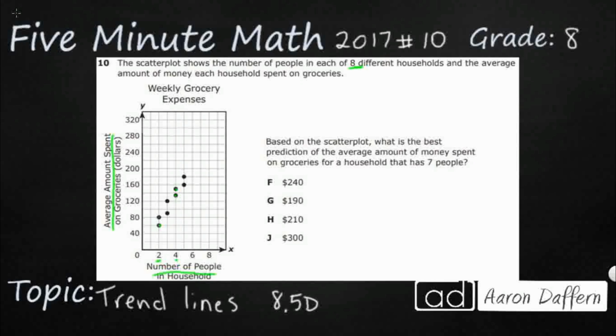As you increase the number of people in the household, you are going to increase the amount of money you spend on groceries. And we can also say if you've got 0 people in the house, you're going to spend $0 on groceries. So based on this scatter plot, what is the best prediction of the average amount of money spent for 7 people? All right, so here's my 7 right here. It's between 6 and 8.